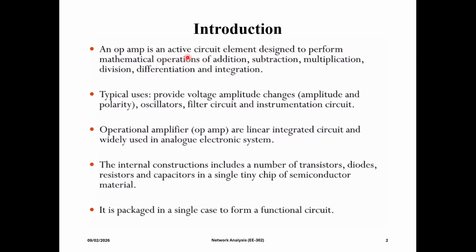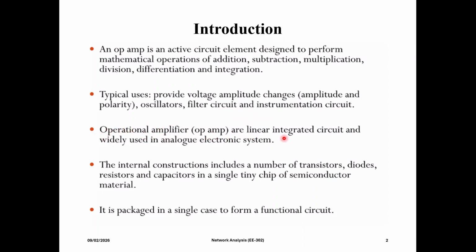So this makes the operational amplifier an active circuit element, and it can be used to build amplifiers, oscillators, filters, and other signal processing circuits. Where do we actually use operational amplifiers? For amplitude and polarity control, to build oscillators, for filter circuits to block specific ranges of frequencies, and for instrumentation circuits like in medical devices, test equipment, and also in sensors.